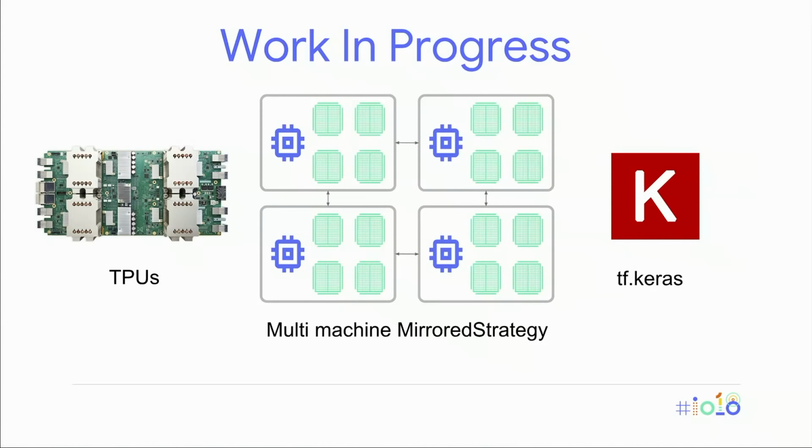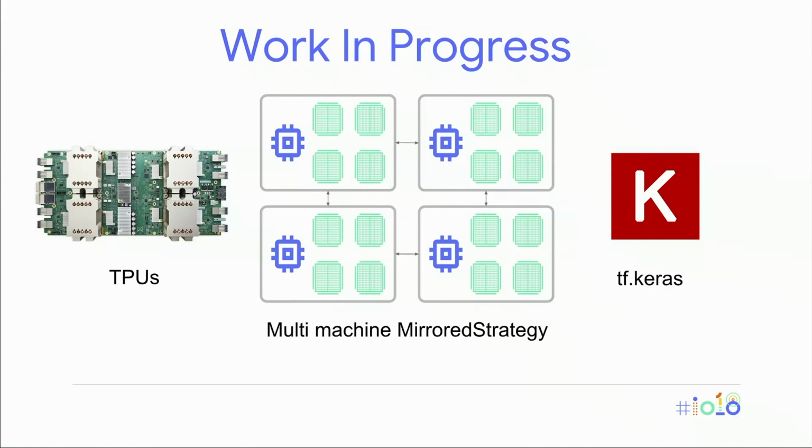We're also excited to be working on a number of new distribution strategies. We're working on a multi-machine mirrored strategy, which allows you to distribute your model across many machines with many devices. We're also working on adding distribution strategy support to TPUs and directly in tf.keras.